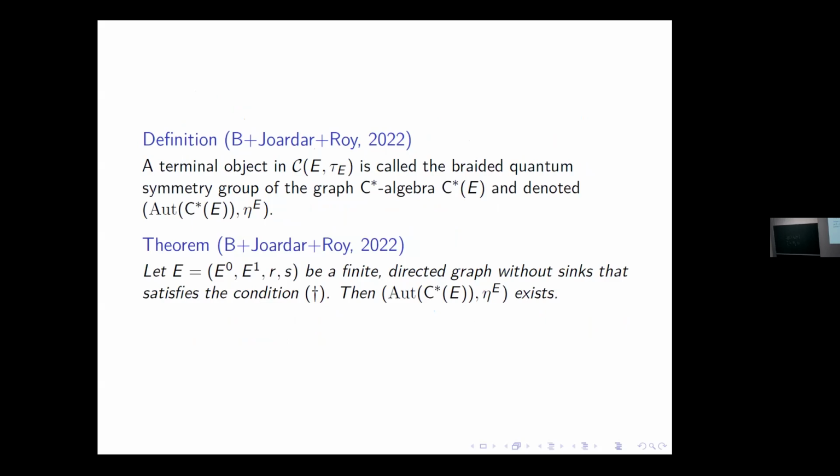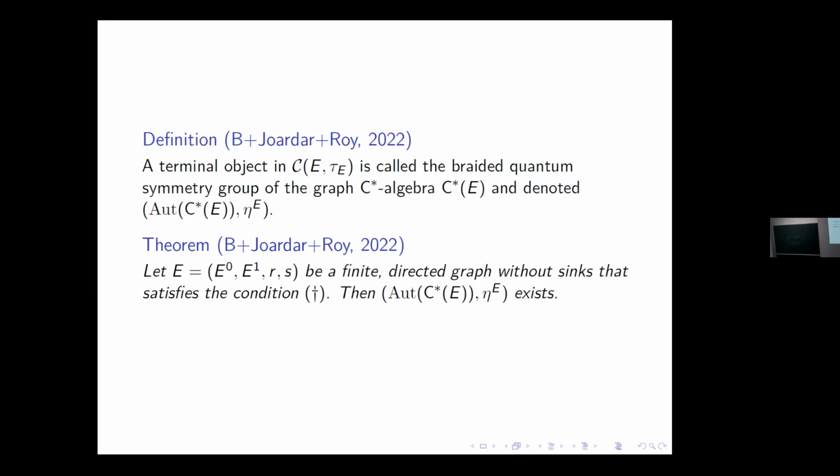So a terminal object of that category is called the braided quantum symmetry of the graph system algebra. So it's the largest braided compact quantum group that can act nicely. So it preserves the tau, it is linear and faithful, and it is denoted by Aut of C*(E) together with the coaction eta E. And the theorem says that the braided quantum symmetry group indeed exists for a finite directed graph without sinks that satisfies condition dagger. Yeah, so this is the first theorem.